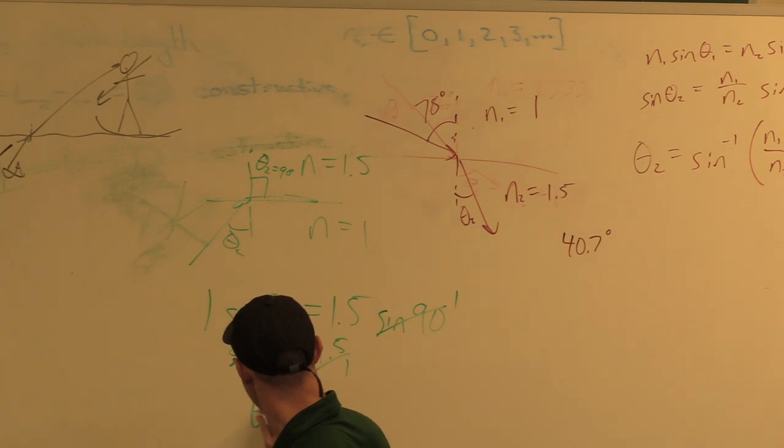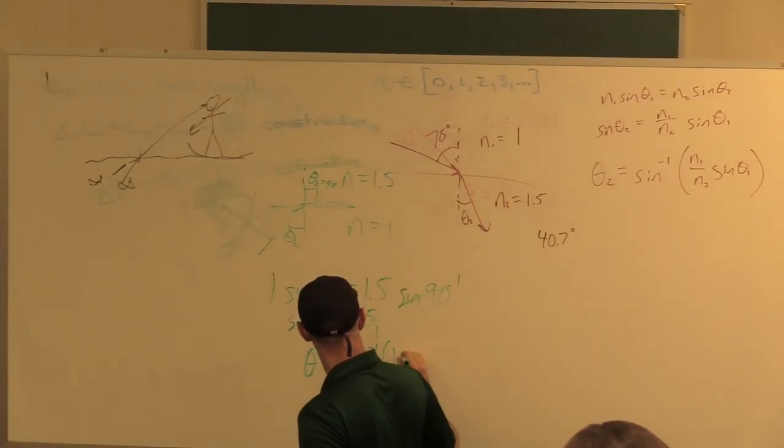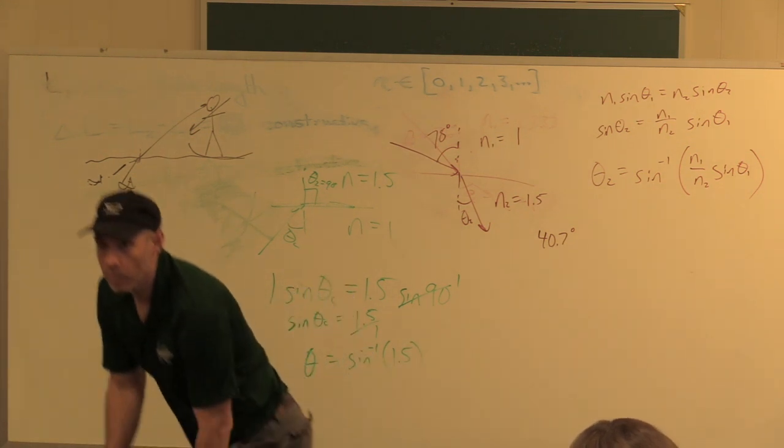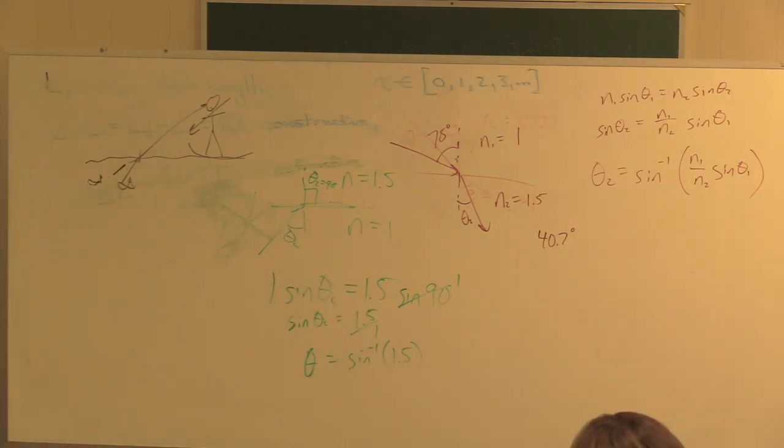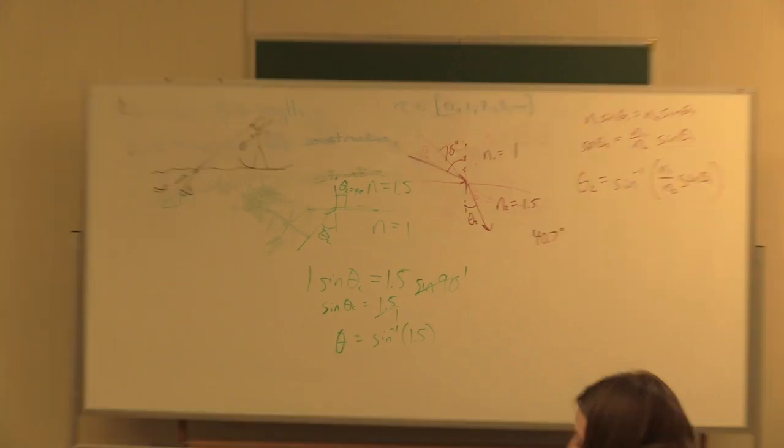The critical angle theta is going to equal the inverse sine of 1.5. What is it? You got a calculator? What's the inverse sine of 1.5?